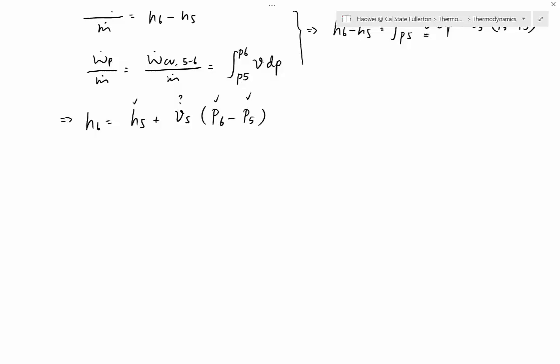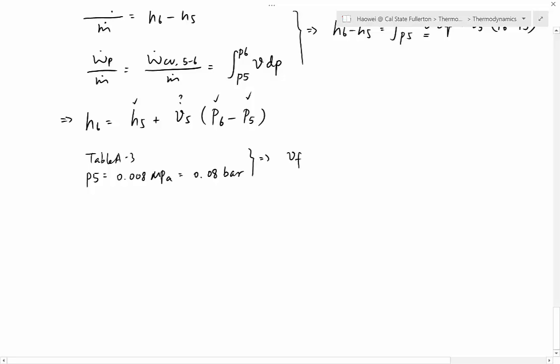Okay, so what do we know about number 5? We know the pressure of number 5. The pressure of number 5 is 0.008 megapascal, which is 0.08 bar. Then we start from pressure, we go to table A3. And what do you look for in the table? You look for column nu F, and that nu F will just be your nu5. From the table, you can find out nu5 is 1.0084 times 10 to negative 3 cubic meter per kilogram. So now I have everything on the right hand side. I can just plug and chug.